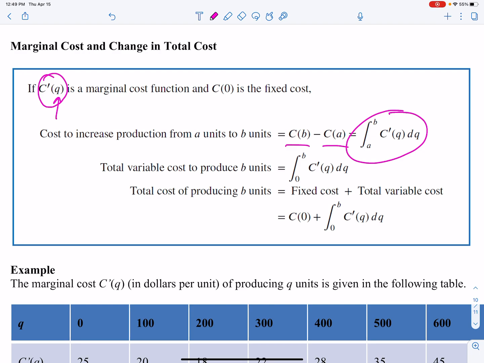The total variable cost to produce B units is the integral from 0 to B of the marginal cost equation. And the total cost of producing B units is the fixed cost plus total variable cost. In other words, those two things right there. Okay, so that equation there. All right, so let's look at this one here.